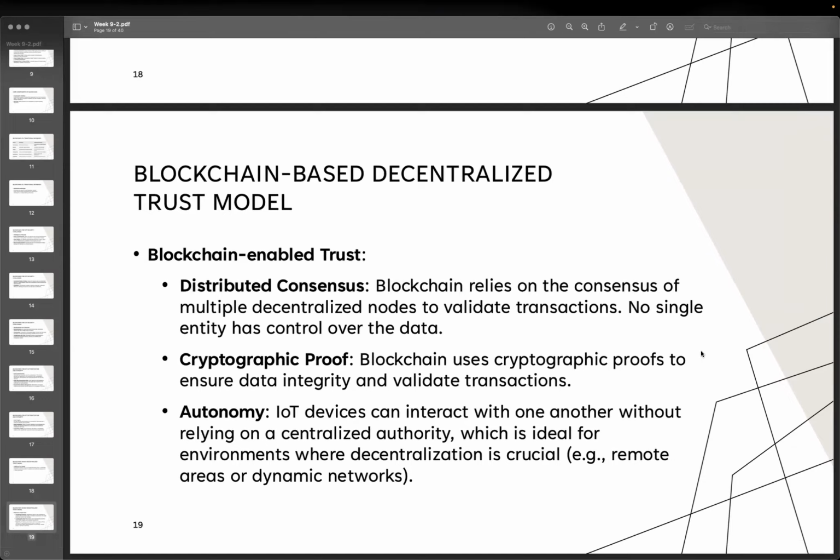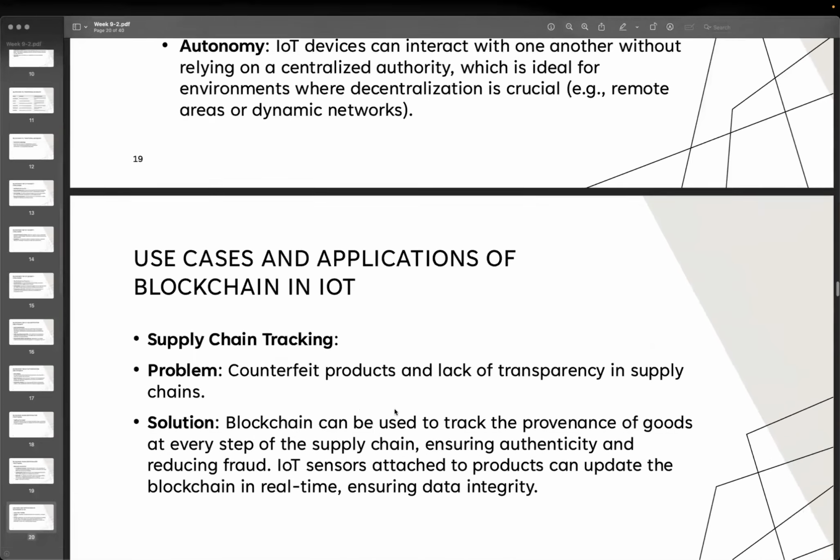So that we rely on the one centralized authority. These are pretty ideal environments where decentralization is crucial, like remote areas or dynamic networks. We can find nodes and do the validation, and then we can find those trusted nodes using the blockchain.